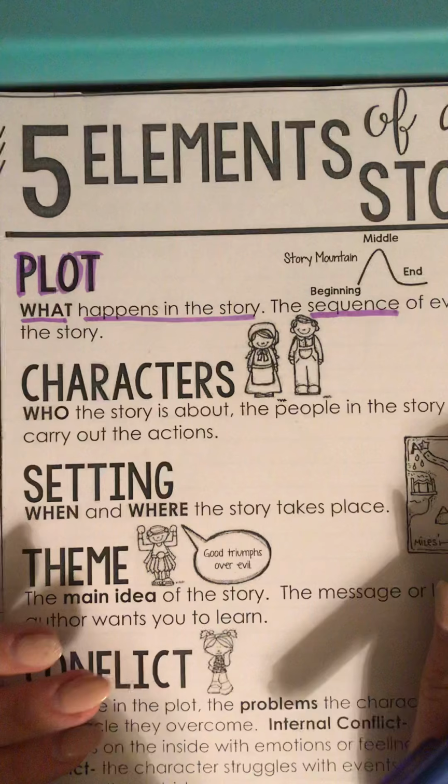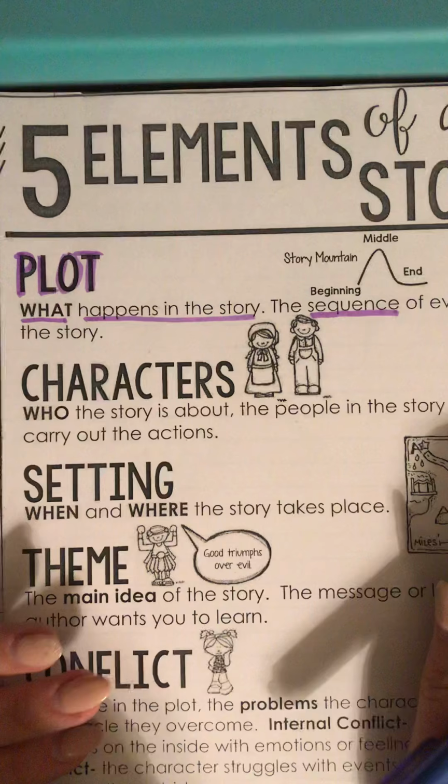Good morning, friends. Today we're going to be working on taking our 5 elements of a story anchor chart that we put in our English language arts spiral and making it complete and looking like this with some additional notes. You should have your 5 different colors, any markers, highlighters, crayons, or colored pencils, and something to write with.